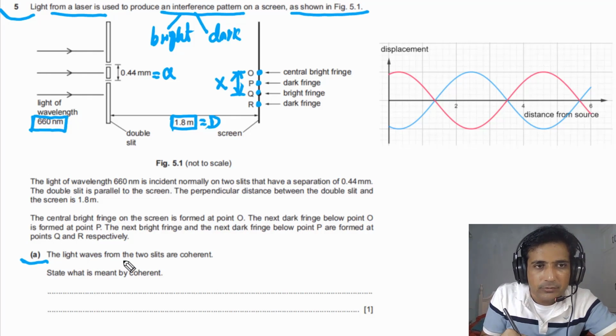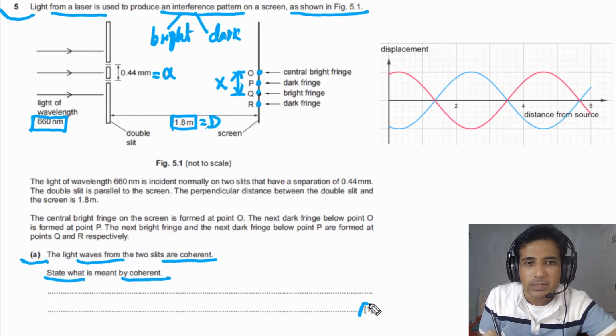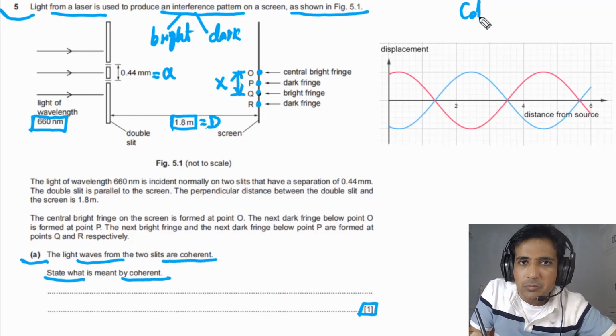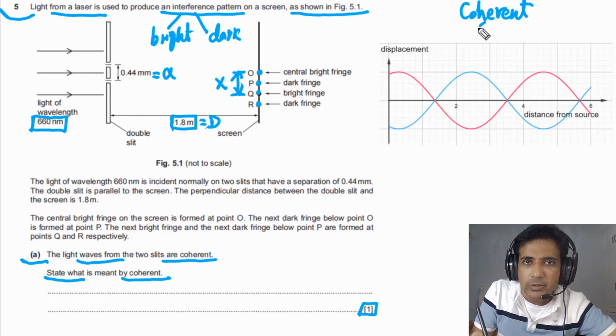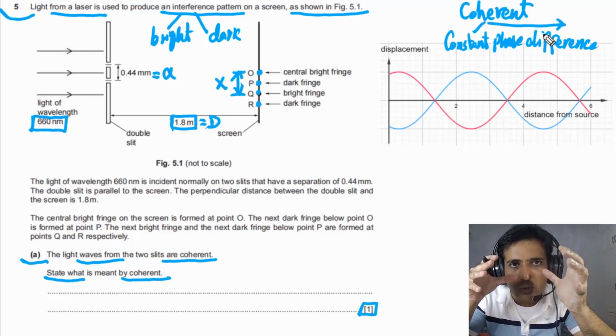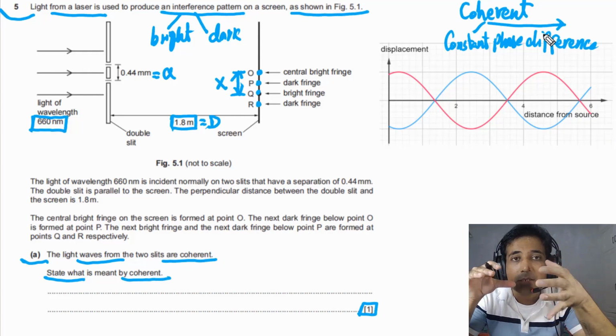For part A, it is given that the light waves from the two slits are coherent. We need to state what is meant by coherent, and this question has only 1 mark. First, let's understand what coherent means. When we say two light waves are coherent, it means they have a constant phase difference. If two waves have a constant phase difference, we call them coherent. And that is only possible if the waves have the same frequency.